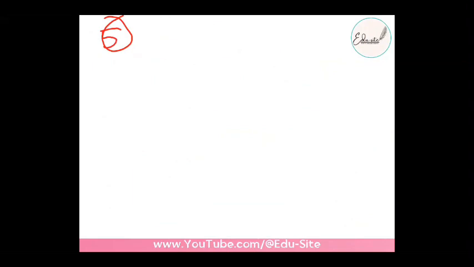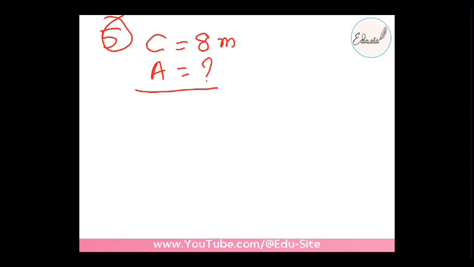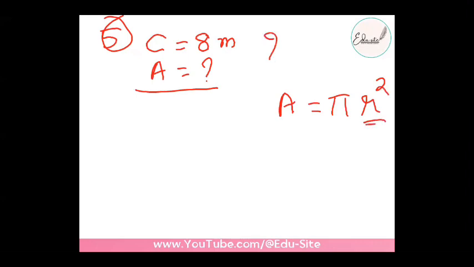Find the area if the circumference is 8 meters. They have told us the circumference is equal to 8 meters. So what is the area of the circle? What is not given, beta? To find the area, what do we need? Do we not need R here? So where is R? We don't know the R.